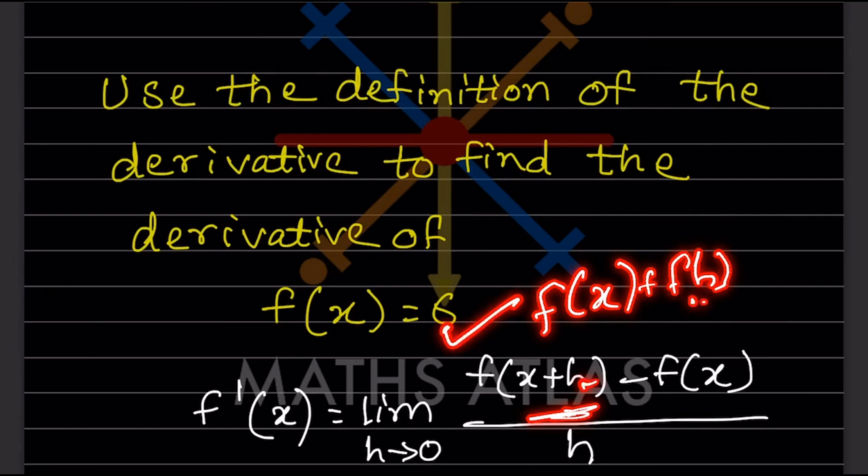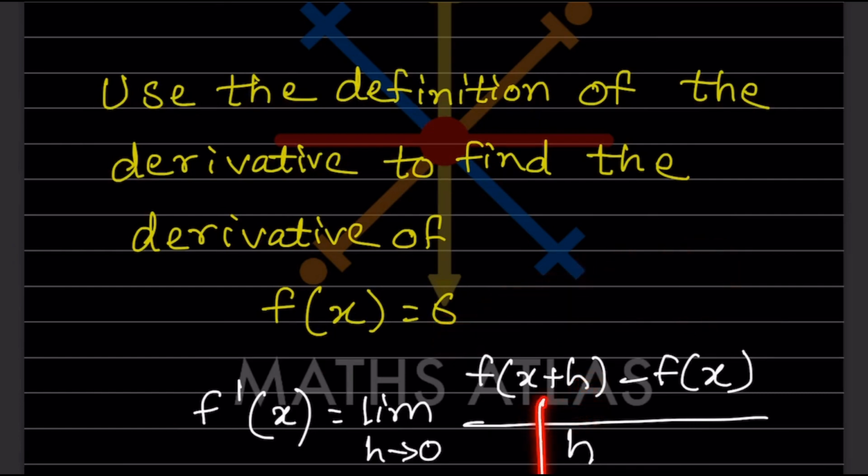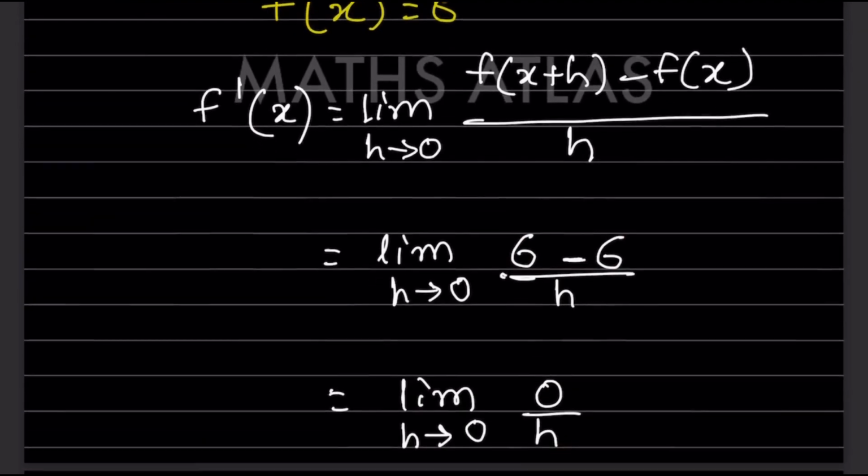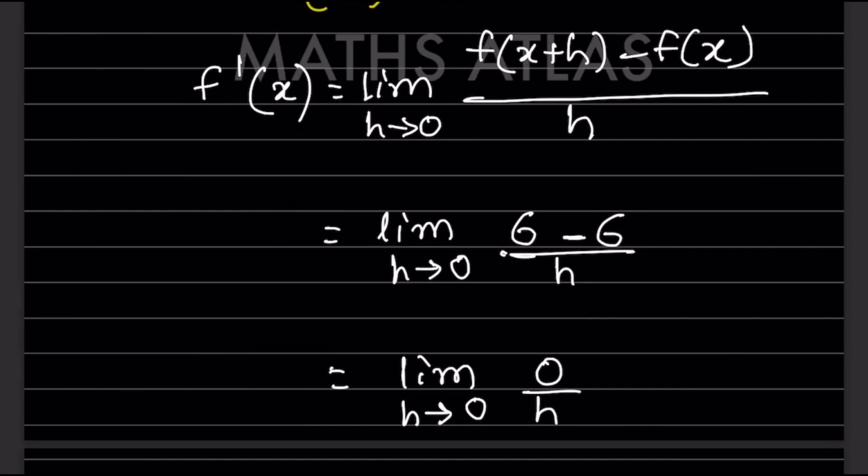And f of x plus h means here you are going to put 0 for h, so that is just going to be 6. And this is f of x, that is going to be 6, and this is h over here. So now this is going to be 0 by h. And you know that anything with 0 in the numerator gives the answer 0. So limit h tends to 0 of 0.